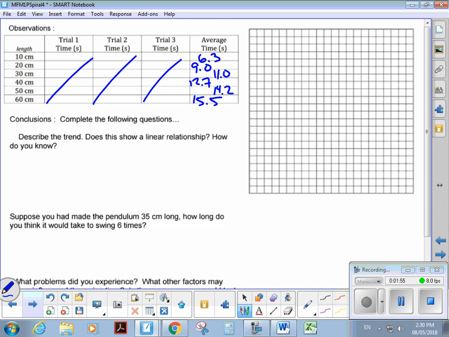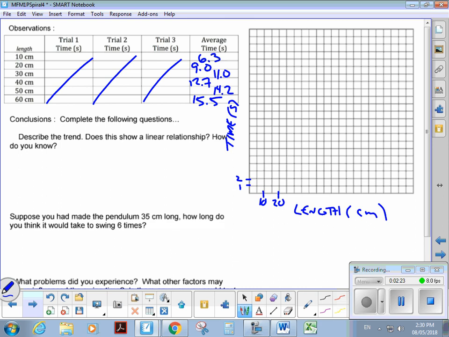So on the x-axis, we are going to go with length, and it's going to be in centimeters. And then on this side, we're going to have time, and that's in seconds. So up the y-axis here, for time, I can go by ones. For length, I'm going to go by fives. So here's my 10, my 20, and up here we'll go by 1, 2, etc.